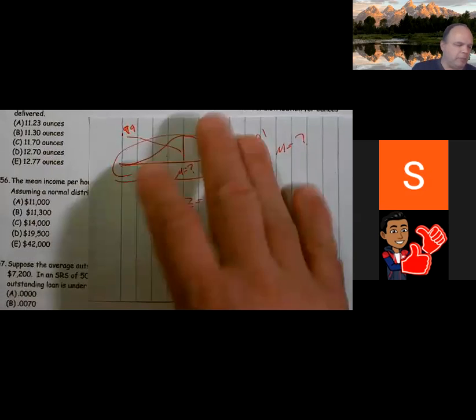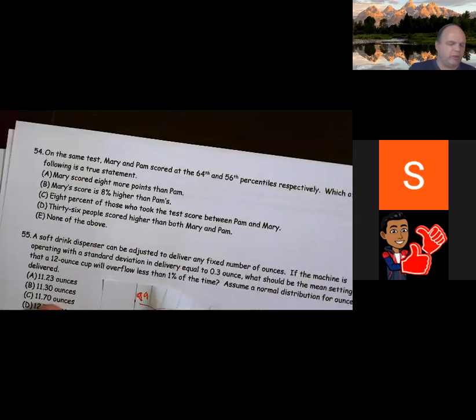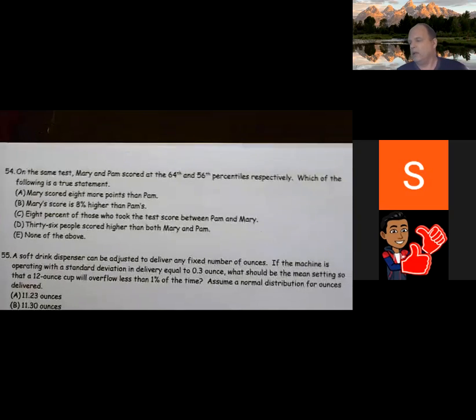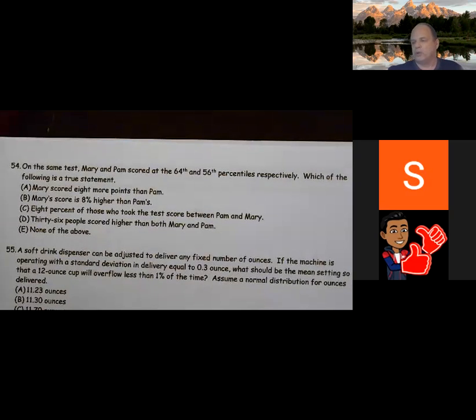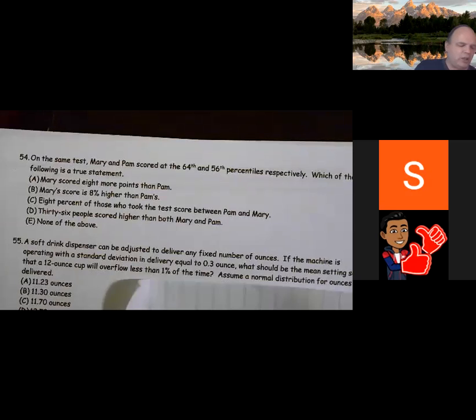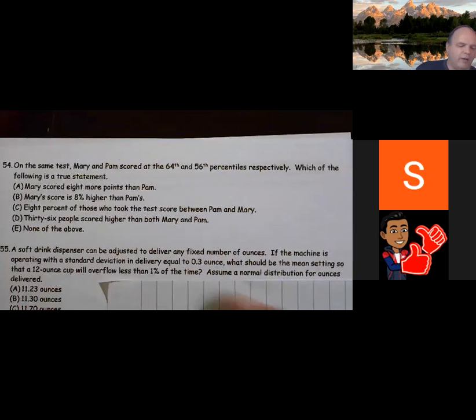Okay, so this is problem 55, which is an inverse norm problem, and actually a fairly challenging one, but certainly one that I would consider fair. A soft drink dispenser can be adjusted to deliver any fixed number of ounces. If the machine is operating with standard deviation of 0.3, what would be the mean setting so that a 12-ounce cup will overflow less than 1% of the time?